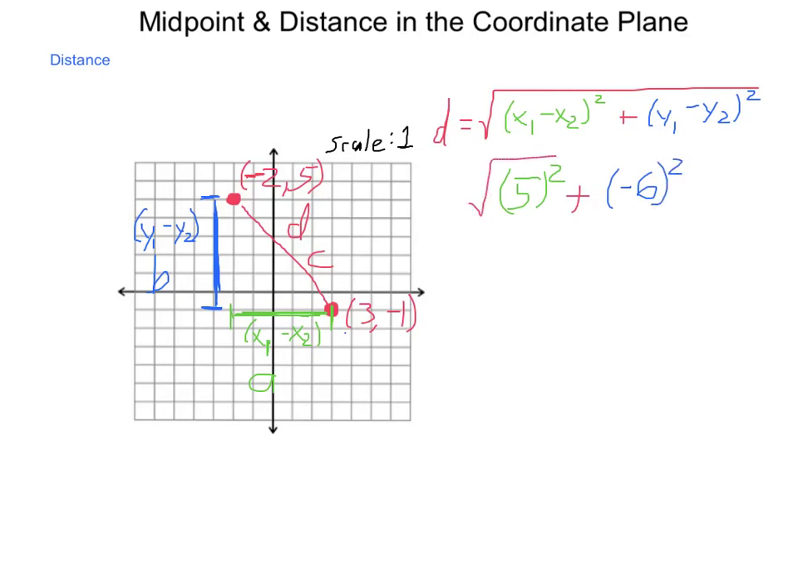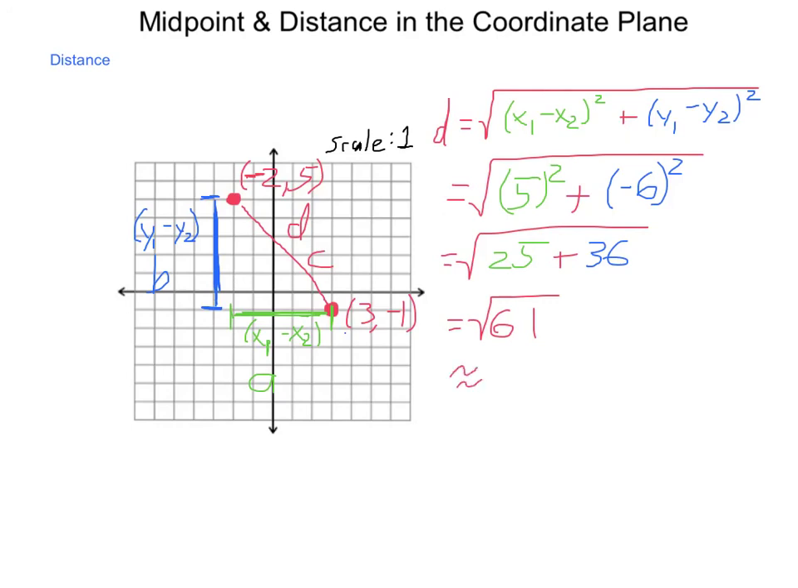Then we will take the square root. 5 squared is 25, and negative 6 squared is 36, and we're going to be taking the square root of that. So what we get here is the square root of 61. Now 8 times 8 is 64, so we should be looking a little bit smaller than 8 in this. And using decimal approximations to the nearest hundredth, we come out at 7.81 for that distance.